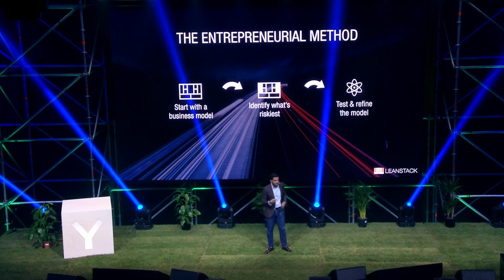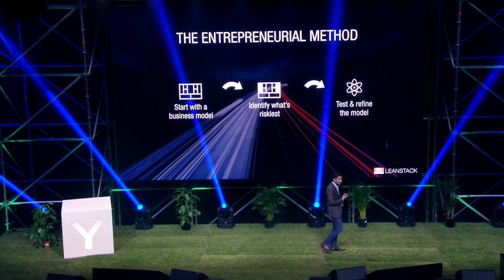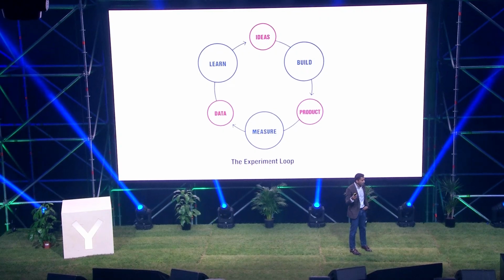We now move on to the next phase here. So we talked about starting with the model, identifying what's riskiest. This is, again, the scientific method applied to the entrepreneurial method. The last piece here is testing. So we have to test these assumptions. We have to test these risks rather quickly. This is where we look at the build, measure, learn loop of the lean startup.